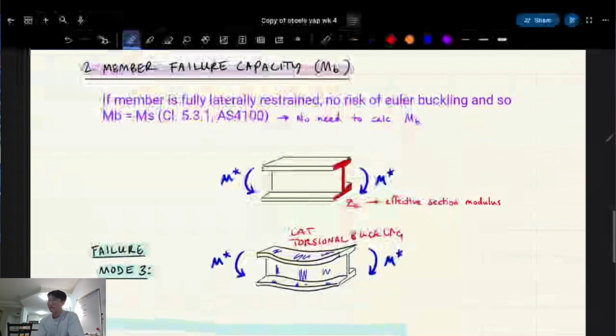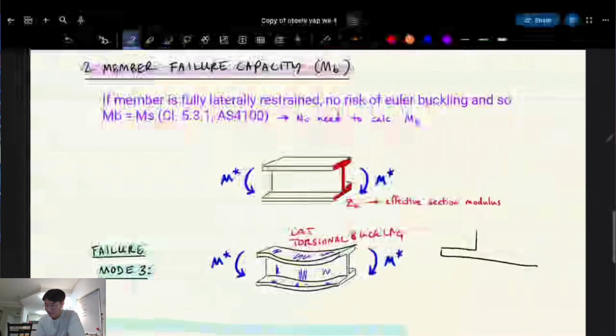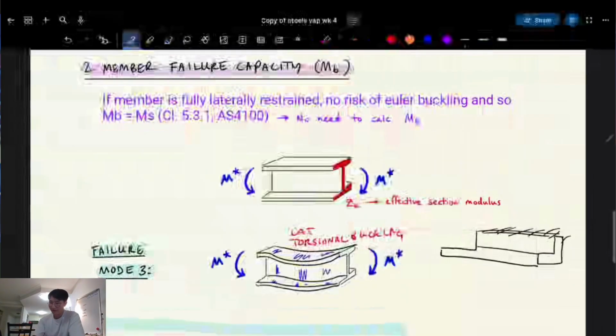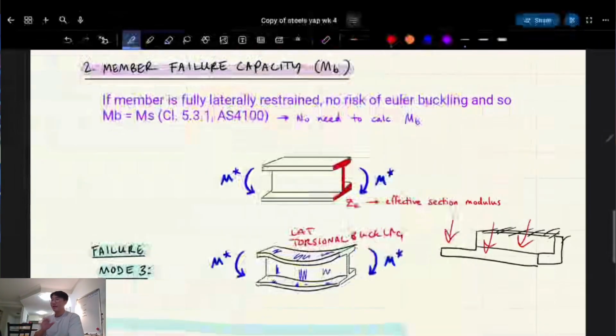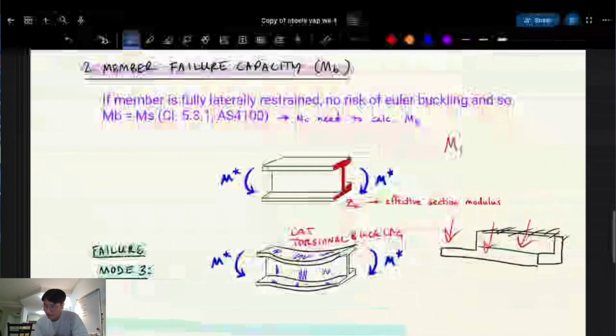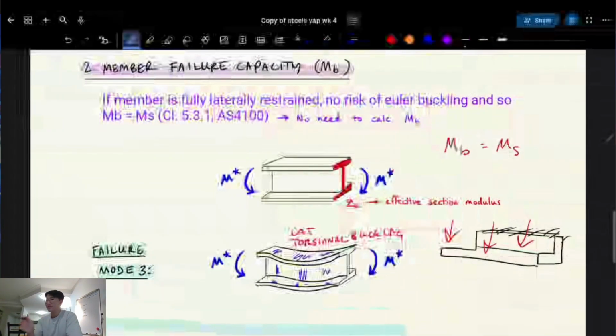So what full lateral restraint means is, this is an extreme case. Say you have an EA, an equal angle, and it's fully welded to the wall or something like that. That's fully restrained. Even if we have bending from forces going down, it cannot buckle. Basically, it means MB is equal to MS if it's fully restrained, so it's purely governed by its section capacity.